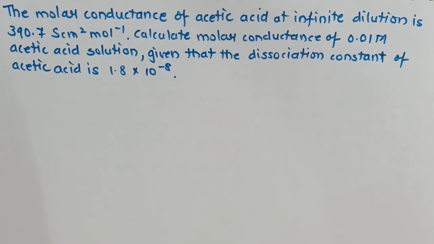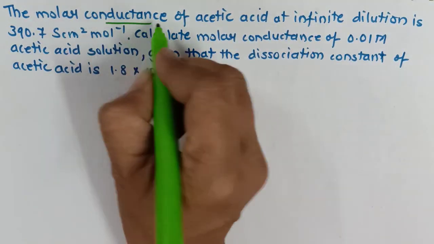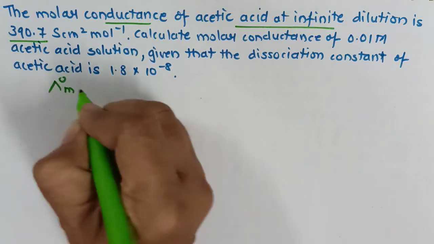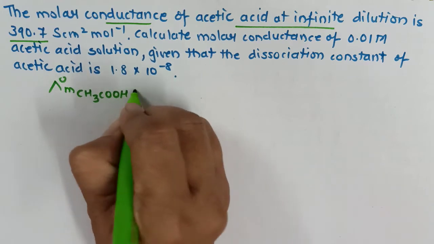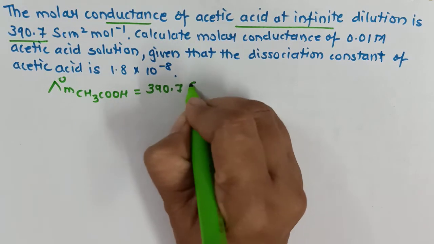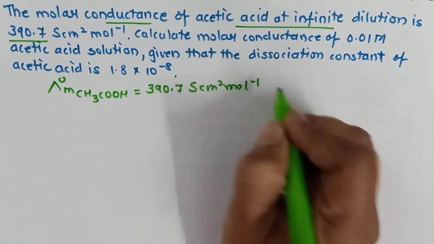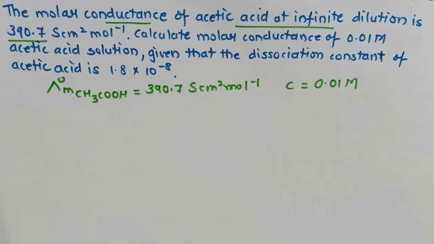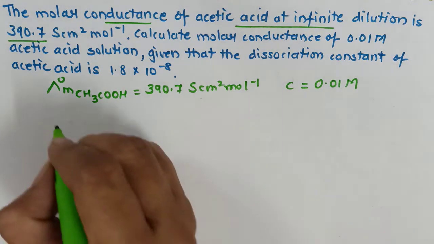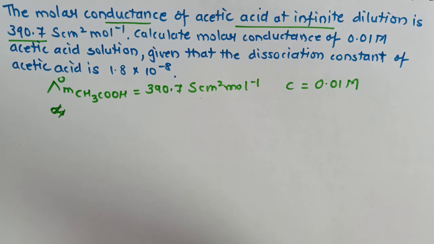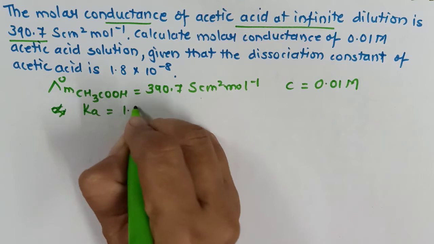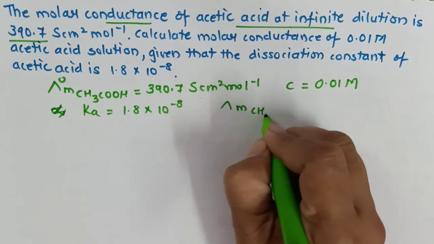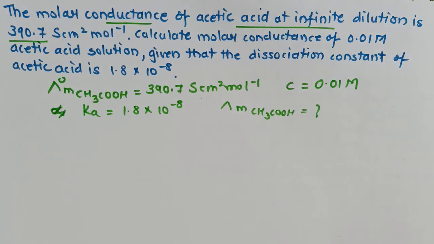In the next numerical, the molar conductance of acetic acid at infinite dilution is given to us as 390.7. Let us write that value: 390.7 Siemens centimeter square mole inverse. The concentration of acetic acid is given as 0.01 molar, and the dissociation constant Ka is given as 1.8 into 10 to power minus 5. We are supposed to find out the molar conductivity of acetic acid. It's a very interesting numerical.